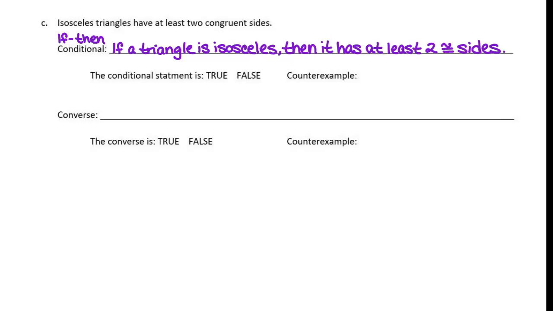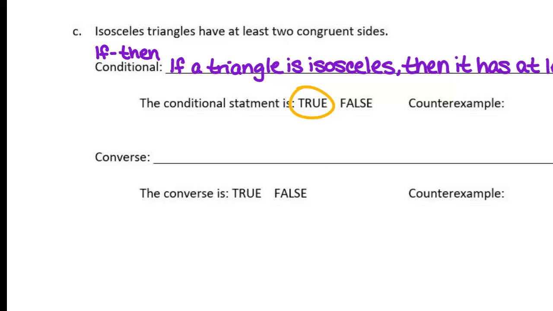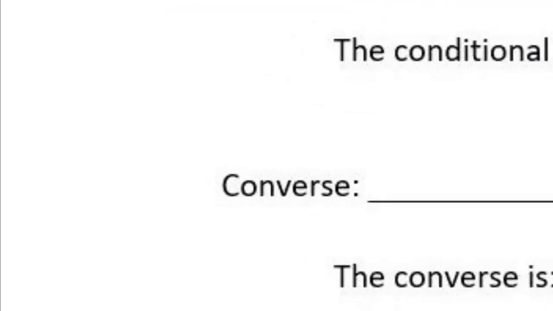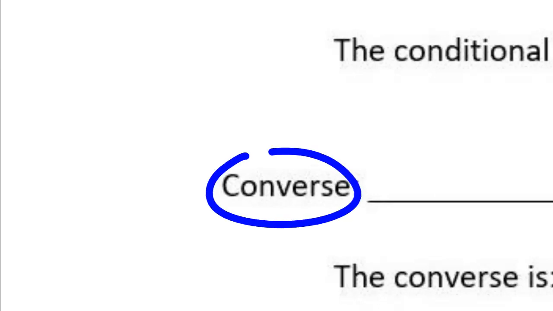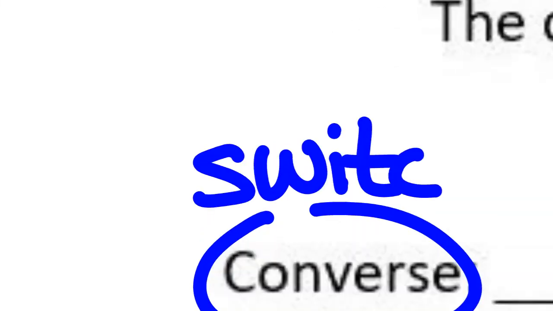Is that true or false? If a triangle is an isosceles triangle, yes, that is true. Isosceles triangle means at least 2 of the sides are congruent. How would we take that now and write the converse? Perfect. That's exactly right. If a triangle has at least 2 congruent sides, then it is isosceles.